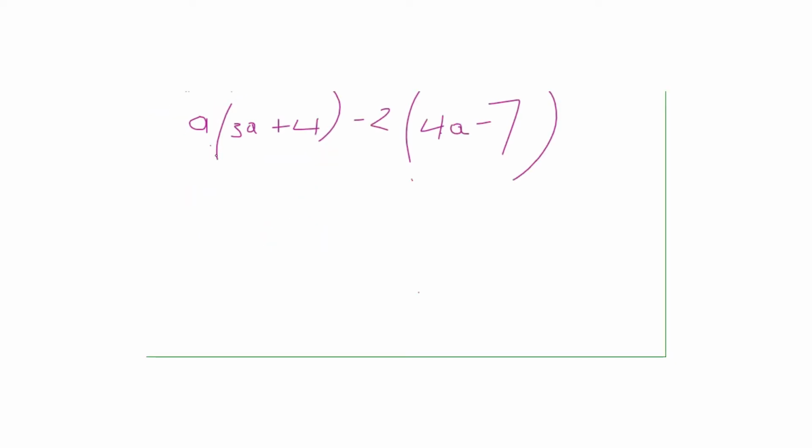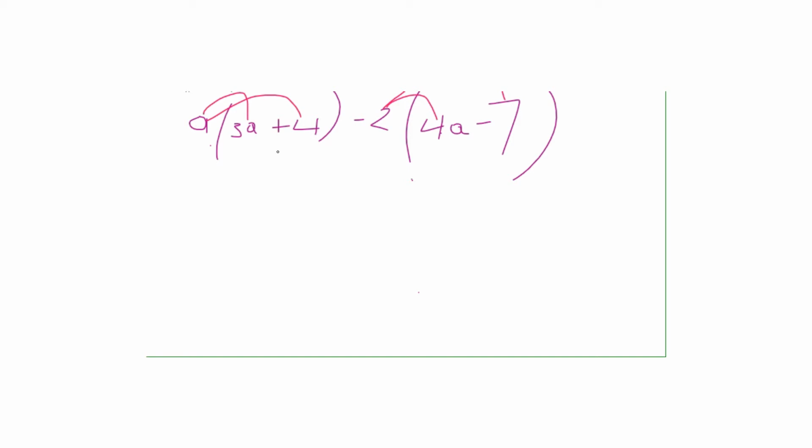Okay, this is our next question. It's a little more complex, but it's the same thing that we're doing. So first we're going to multiply the a times the 3a and the a times the 4. Then we're going to multiply the negative 2 times the 4a and the negative 2 times the negative 7.